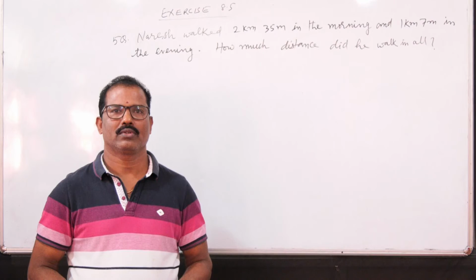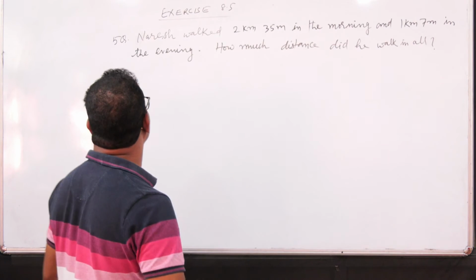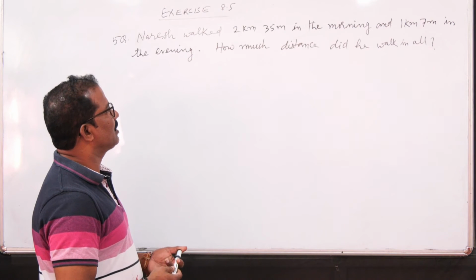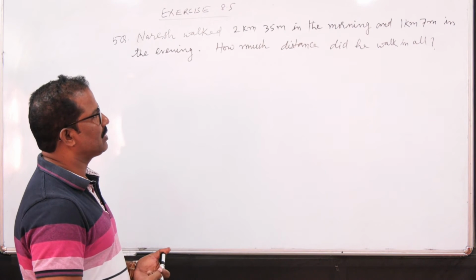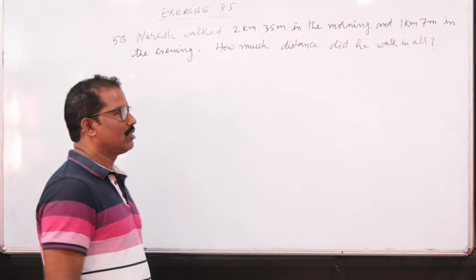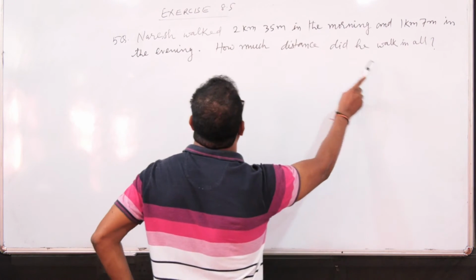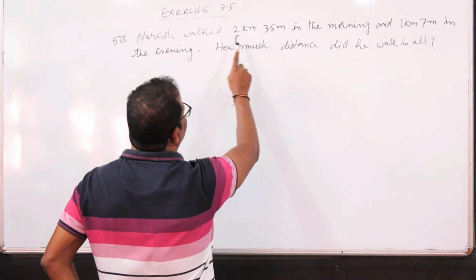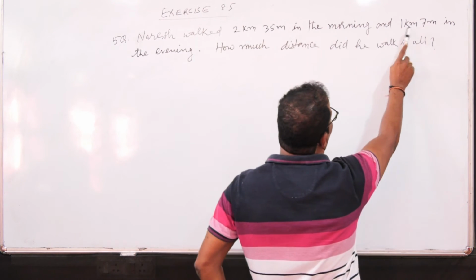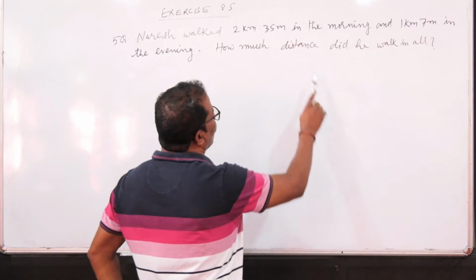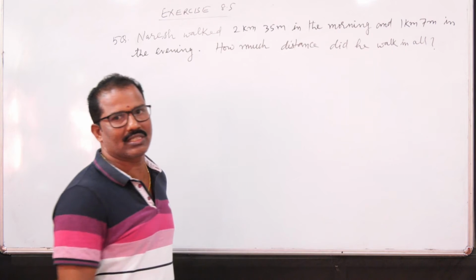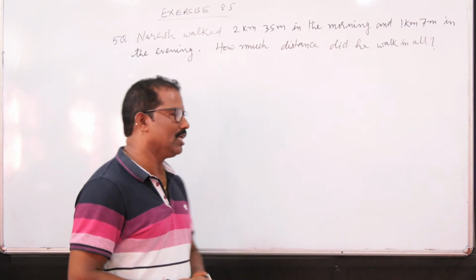Understand all of you? Students, now we are going to see the fifth question of this exercise, that is Naresh walked 2 km 35 meter in the morning and 1 km 7 meter in the evening. How much distance did he walk in all? In the morning he walked 2 km 35 meter, and in the evening 1 km 7 meter. So how much distance he walked in all means we have to add both these distances he walked in the morning as well as in the evening.